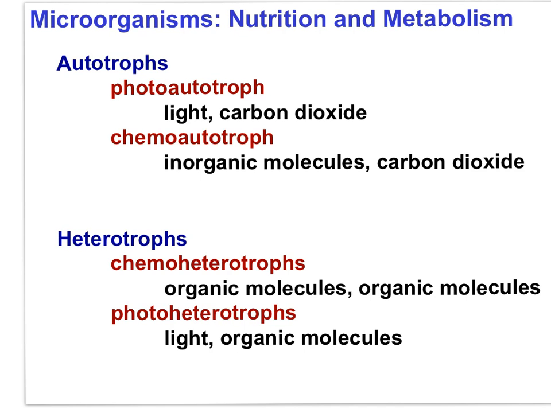The metabolism of microorganisms is varied. Autotrophs can be divided into 2 groups. Photoautotrophs use light for energy and carbon dioxide as their source of carbon to produce carbohydrates. Chemoautotrophs use inorganic molecules in redox reactions to generate the energy necessary to transform carbon dioxide into carbohydrates.